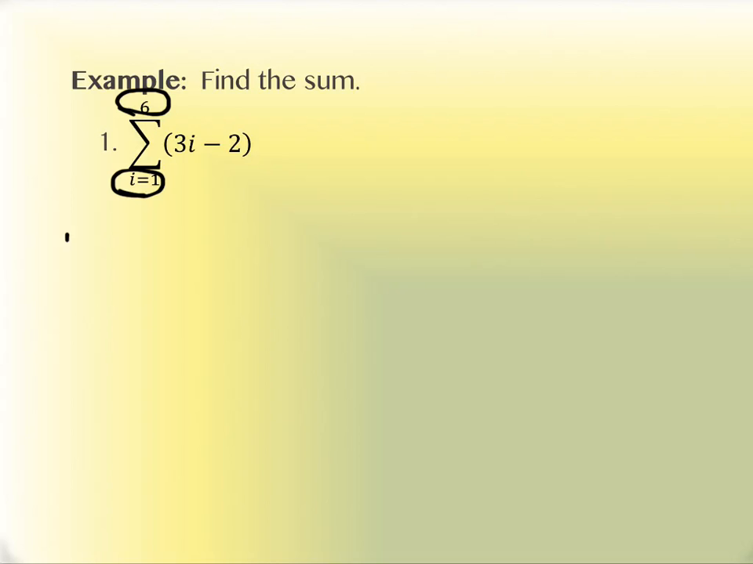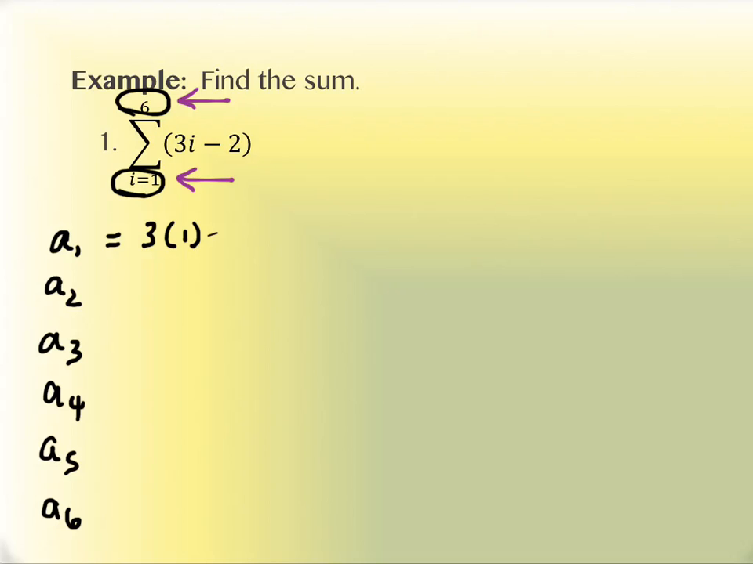So what we're going to do is write out all of our terms: a1, a2, a3, a4, a5, and a6. Why do I only need up to a6? Because that's your range. The lower and upper bounds tell me where to start and where to stop, so make sure you're paying attention to those so you don't get more than you need or fewer than you need. All you're going to do is plug the values 1 through 6 into the i in 3i minus 2. So on the first one, that would be 3 times 1 minus 2, which would give you 1.